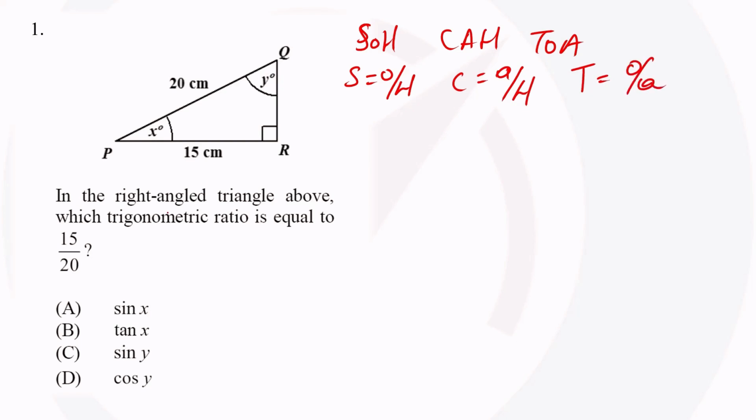Now it says which one would match. So let us see tan x. Tan would be opposite over adjacent, so that means we will have to find here when it says 15/20. So let's look at the sides that we have. In terms of the angle y, we have the opposite and the hypotenuse. The opposite is 15 over the hypotenuse. Which ratio has the opposite and the hypotenuse? That would be sine. So sine y would be equal to 15/20. Therefore sine y would match.